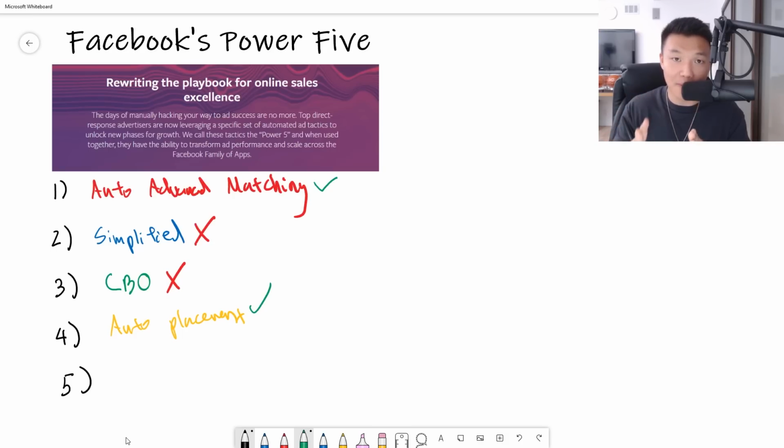Or if you've accumulated a lot of data and based on that data, you can see which placements are better for your business and then you can take that manual control. But starting day one, and honestly even on most of my mature ad accounts, I am definitely using auto placements for the targeting level. The final and fifth component of Power 5 is going to be dynamic ads, okay?